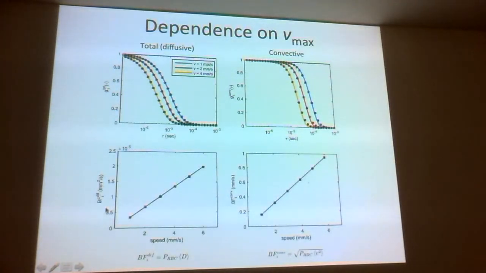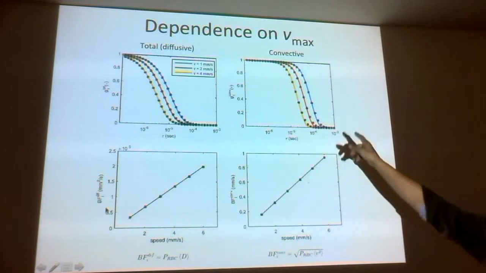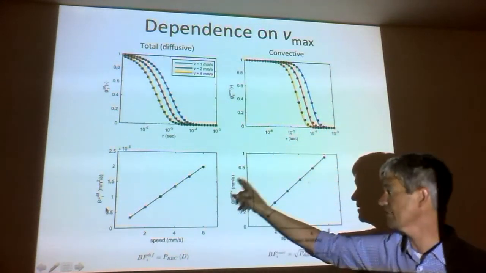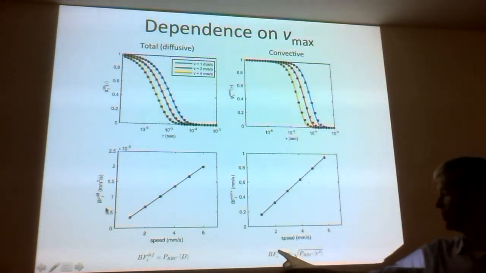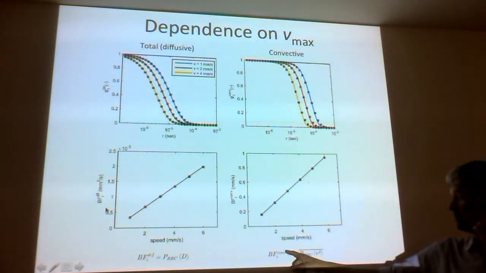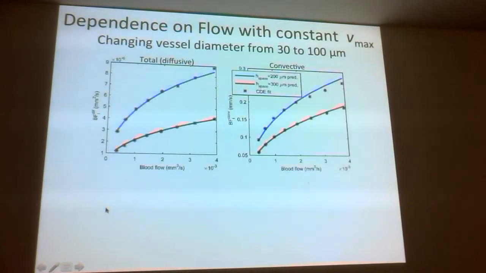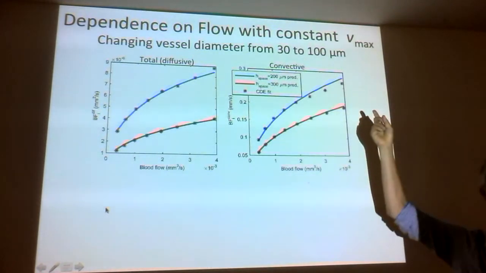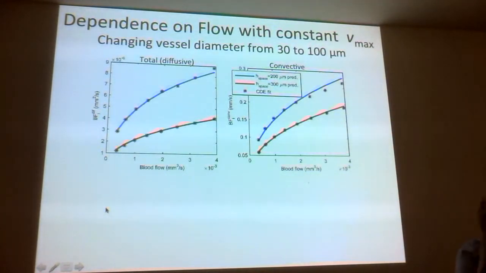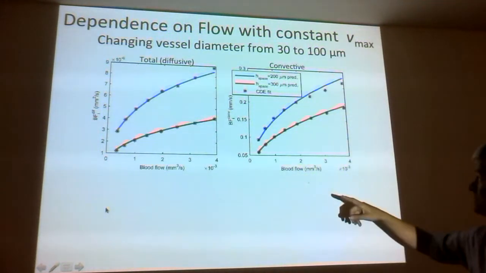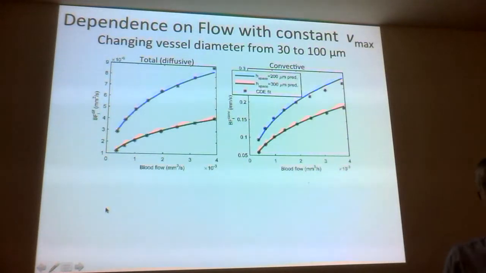So I plot this blood flow index, which is just the decay rate, versus speed. We get linear increases. That's showing the expectation that the blood flow index is proportional to flow. We want to figure out what that proportionality constant is, so I look at other parameters. I keep a constant speed, but now I change flow by changing the cross-sectional area of the vessels. Now what I see is a nonlinearity, right?